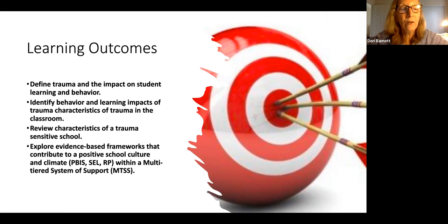And lastly, what are some of the evidence-based frameworks and initiatives that are probably in your schools that are contributing to a positive school culture and climate? And thus, what are some trauma-informed initiatives within what's called a multi-tiered system of support, MTSS?